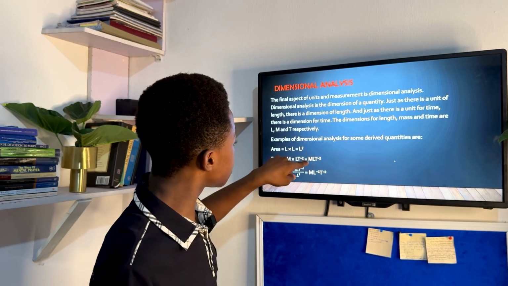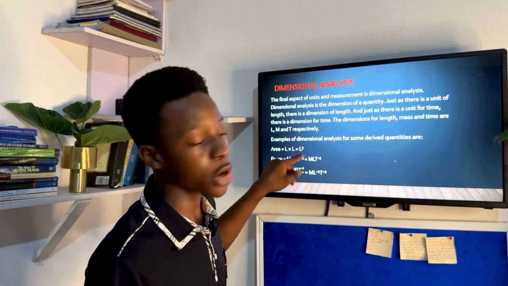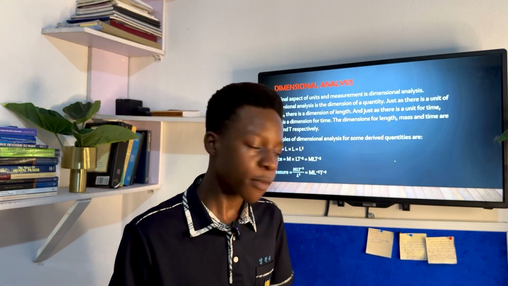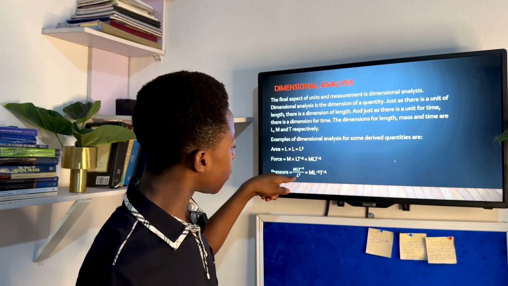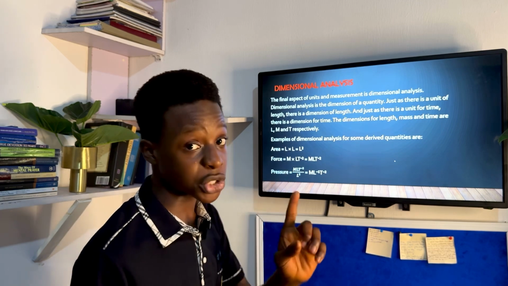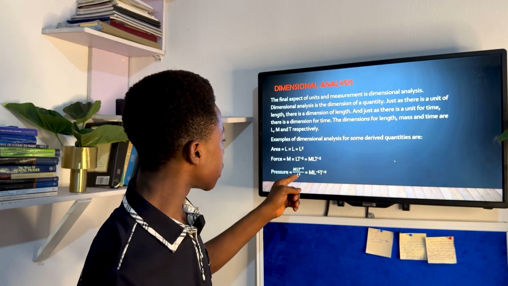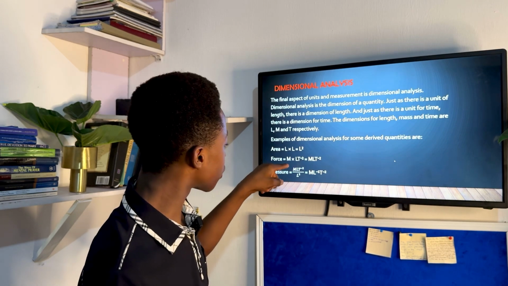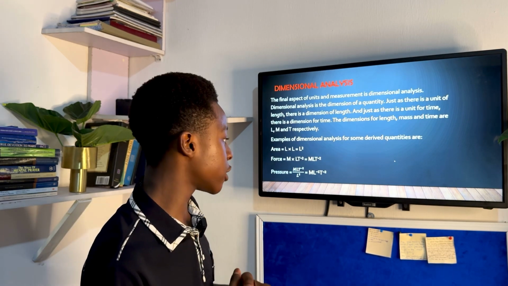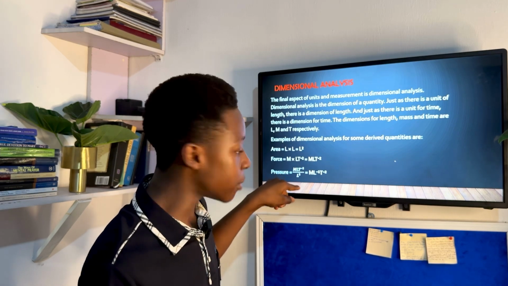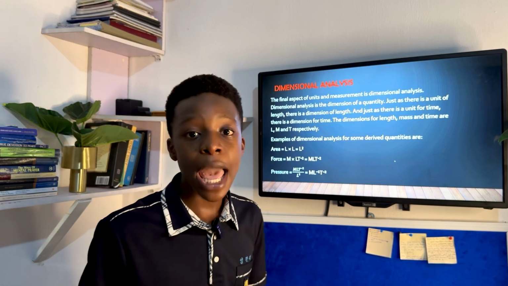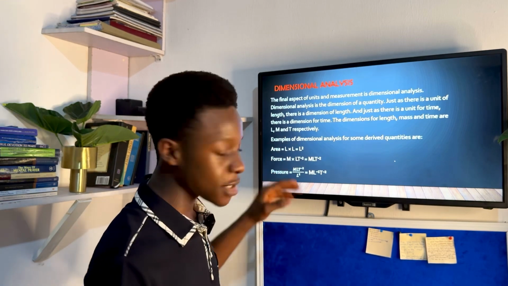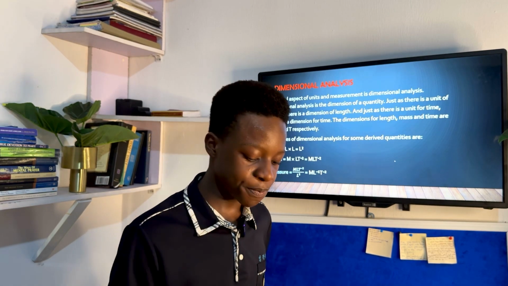Now with MLT^-2 and L squared, we're going to divide them to get pressure, because pressure is force divided by area. When we divide these, the L at the bottom is squared, while the L at the top is just 1. So we cancel out one L, and we're left with MT^-2. But we have one L remaining at the bottom, so we divide by L to get ML^-1T^-2. This is the dimensional analysis for pressure.